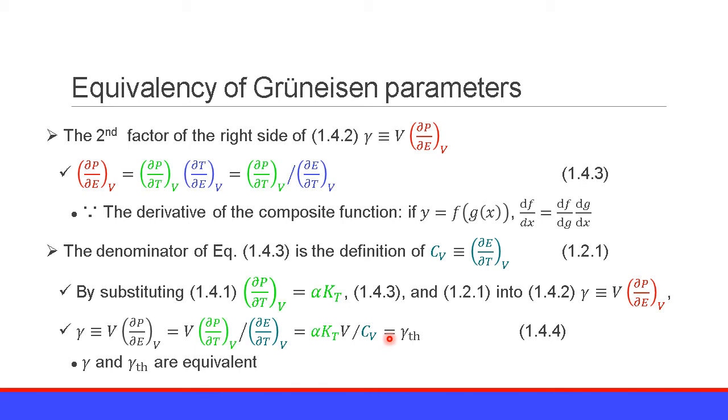And this is the definition of the thermodynamic Grüneisen parameter gamma_th, equation 1.4.4. Therefore, the Grüneisen parameter gamma and the thermodynamic Grüneisen parameter gamma_th are equivalent.